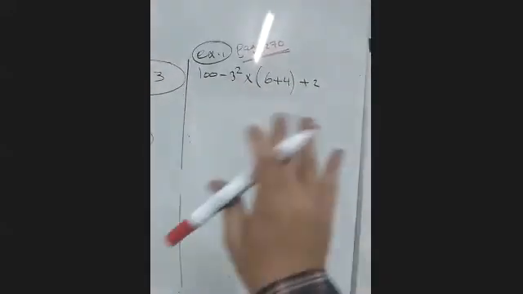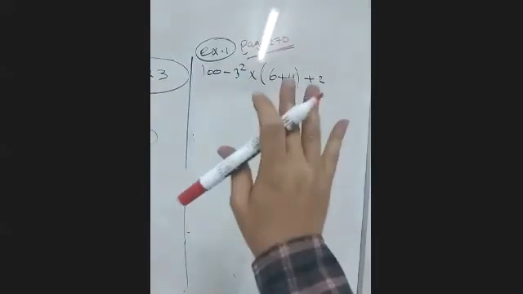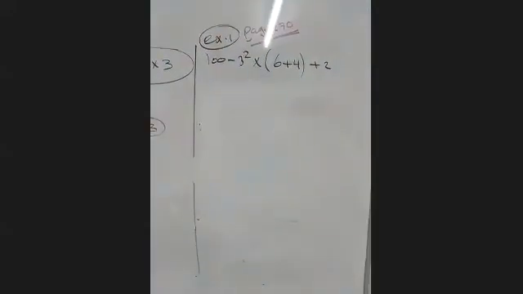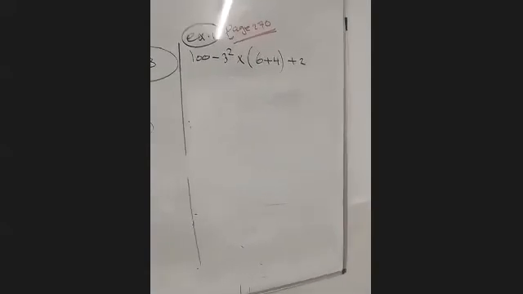Example 1. Evaluate numerical expressions. Evaluate 100 minus 3 to the power 2 multiply brackets 6 plus 4 plus 2. Good. So we have this numerical expression on the board. I want you to help me on the board here. Just keep your eyes on the board and tell me what I will do.